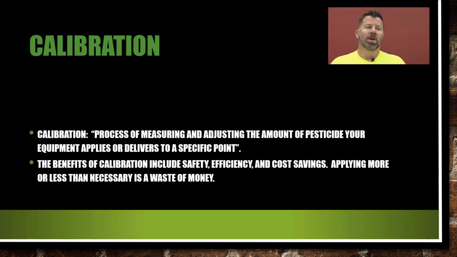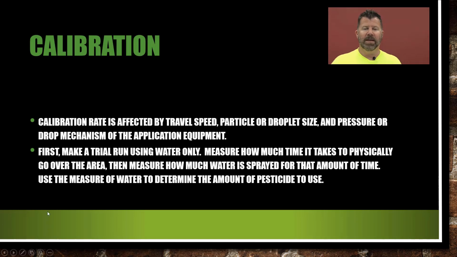I hate seeing people lose money because they didn't calibrate their equipment right and they're putting out way more pesticide. And again, guys, that's against the law. The label is the law. And if you're applying more pesticide than is needed, you could be in trouble. You could be in some serious trouble if it came down to it and the state inspectors found out that you were applying more.